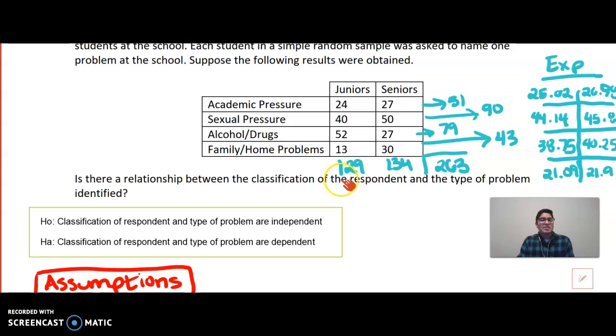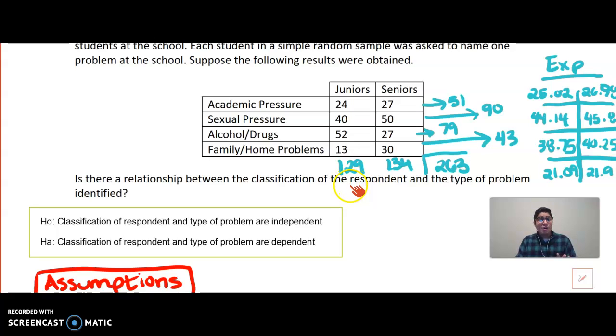So, is there a relationship between the classification of the respondent and the type of problem identified? Basically saying, do seniors struggle with one issue more than juniors, etc. Now, classification of respondent and type of problem are independent. I believe, no, it doesn't matter whether you're a junior or a senior, the pressures are the same. However, we have evidence to suggest otherwise, that perhaps classification is dependent on what type of issue they might suffer with.